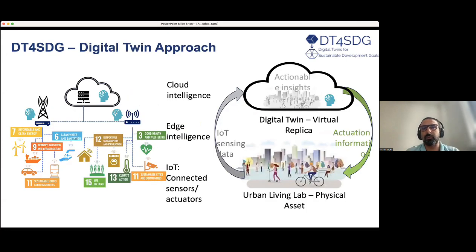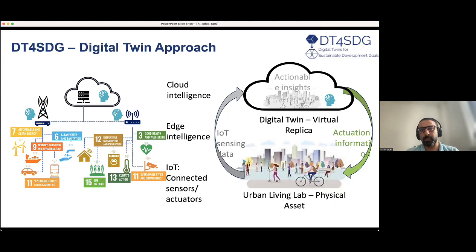So the idea of the digital twin approach is that we have all these technologies that are in use. We have cloud intelligence, we have now edge intelligence, we have IoT and connected sensors and actuators. So the idea is to create a digital twin, or a virtual replica, of the real world system and try to look into how we can develop new solutions and experiment with them before deploying them in practice.